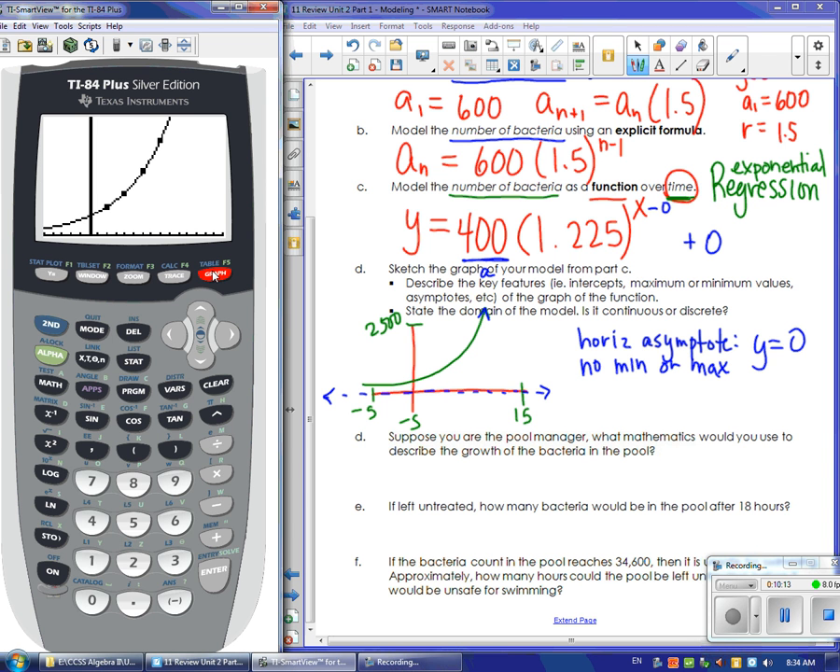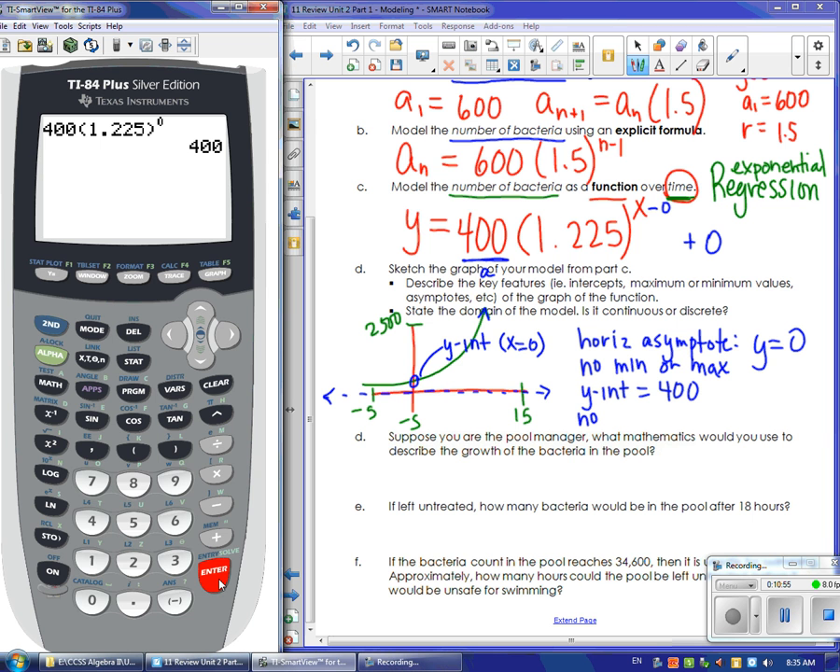It also asks me to identify any intercepts. Well, the graph is not going to cross the x-axis, but I can identify my y-intercept here. And remember, the y-intercept occurs when x is equal to 0. Well, think about it. If I plug a 0 into my equation, you can do this a couple different ways. If I plug a 0 into my equation, I have 400 times 1.225 to the 0 power, and notice I get 400. My y-intercept is going to correspond to that a value. So my y-intercept is 400.